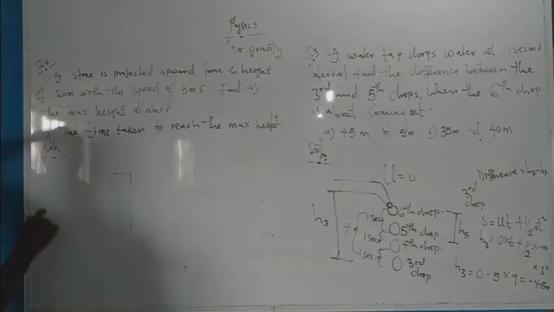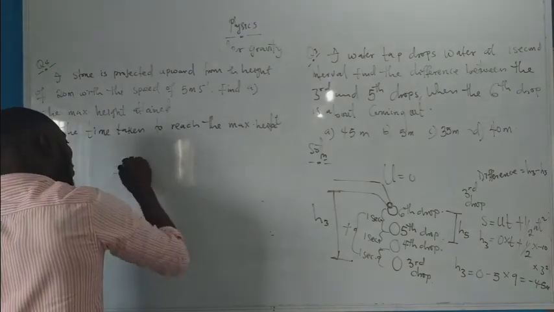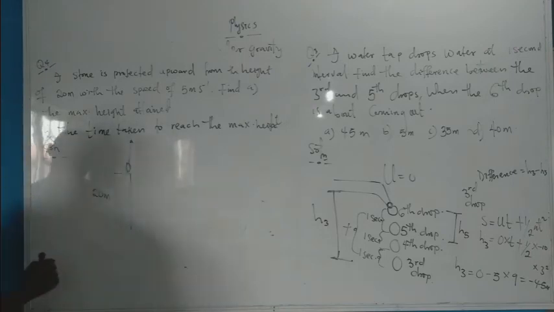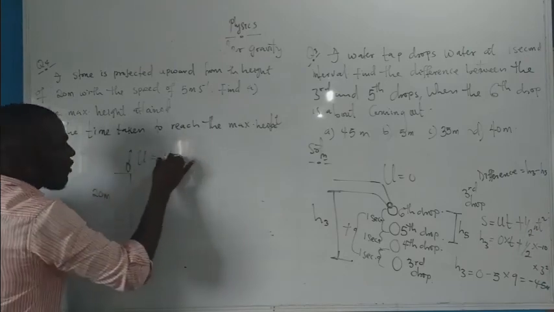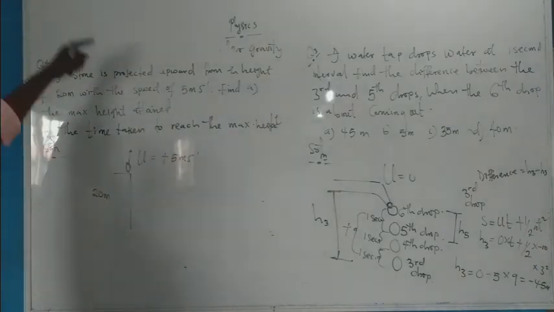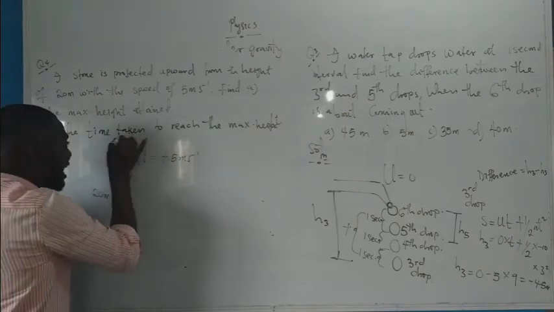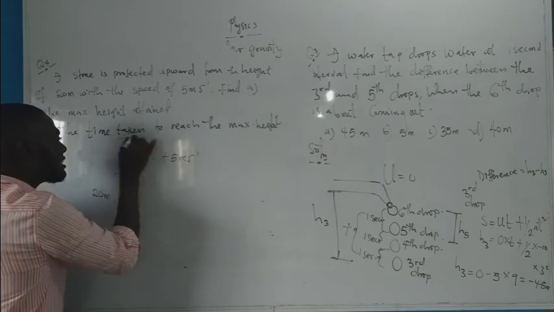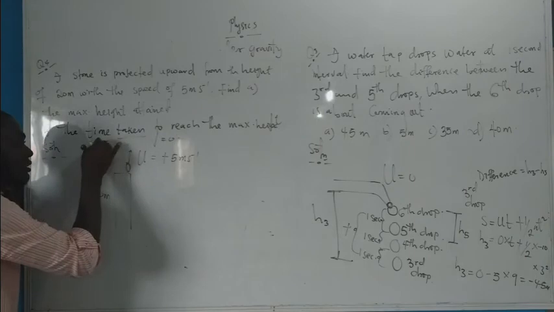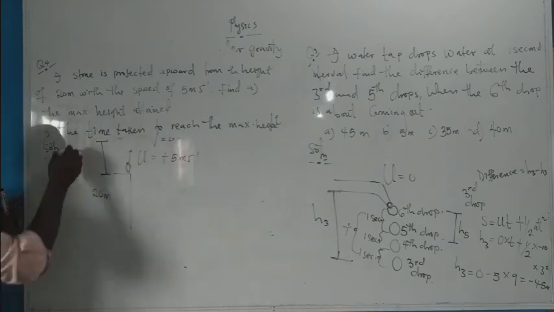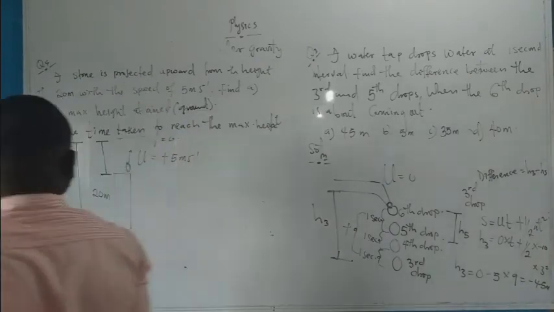A tower of height 20 meters. A stone is projected upward from the height with U of plus 5 meters per second going upward. So it's going to be positive, moving up, plus 5 meters per second. The maximum height attained. At the maximum height, V equals 0. The maximum height is measured from the ground level.